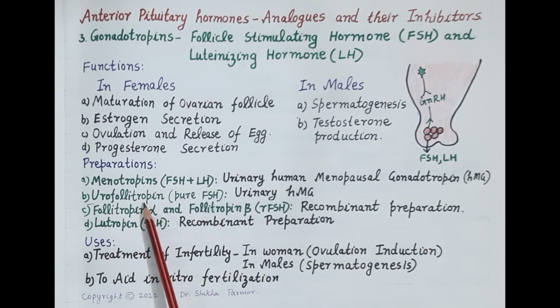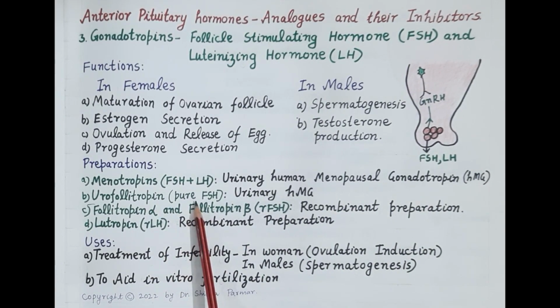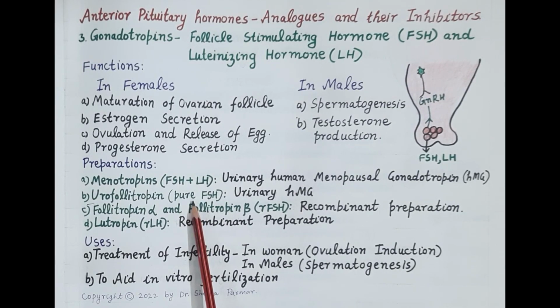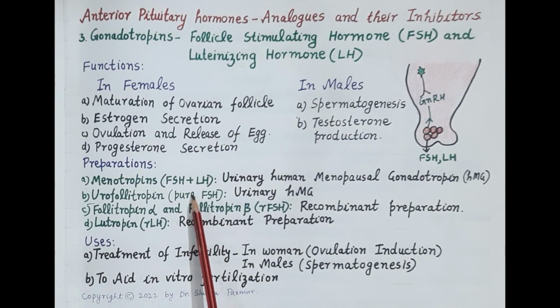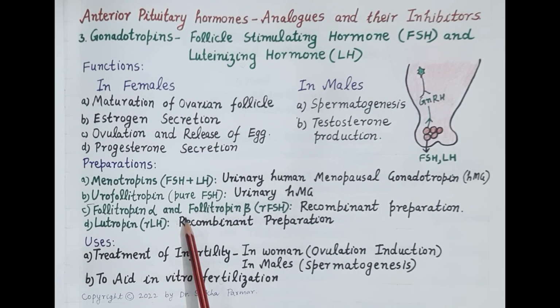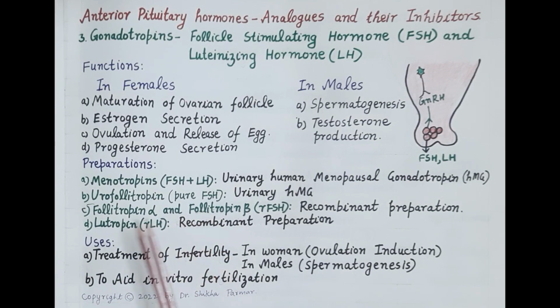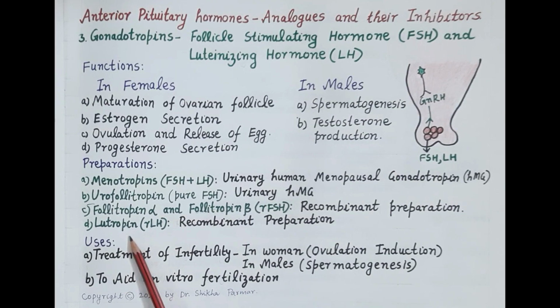Then urofolitropin, it is a pure FSH preparation. Its source is also urinary human menopausal gonadotropin. Now, in addition to these urinary gonadotropin preparations, recombinant preparations are also developed. These are developed by using recombinant DNA technology. These products can be synthesized in large volume and with high purity. Folitropin alpha and folitropin beta are recombinant FSH preparations, while lutropin is a recombinant LH preparation.